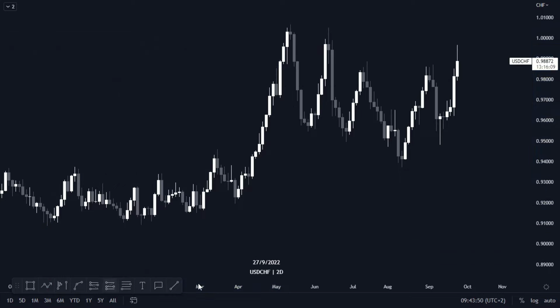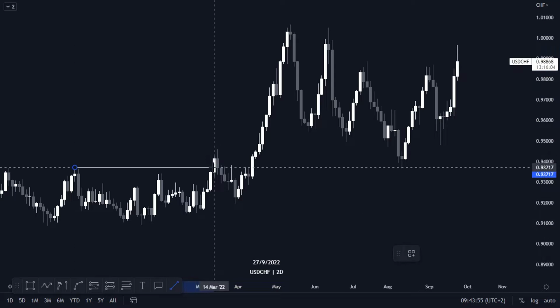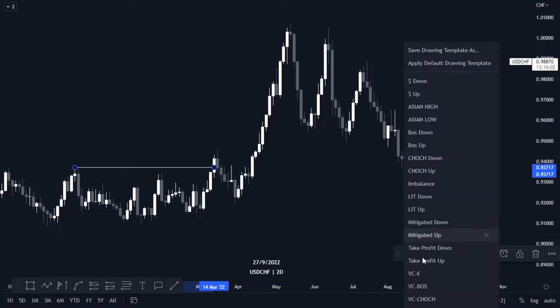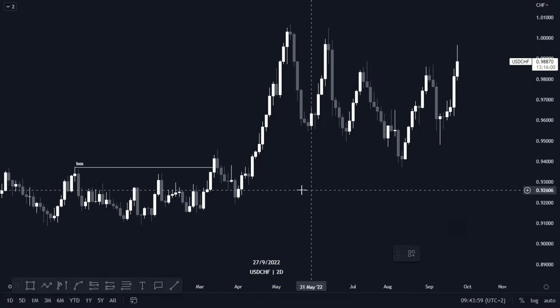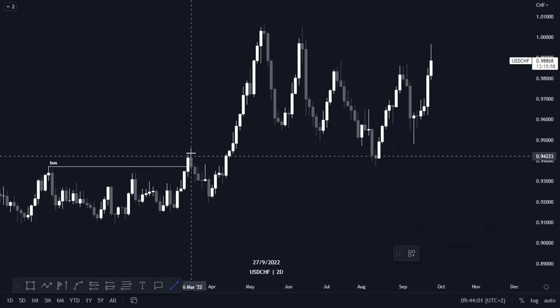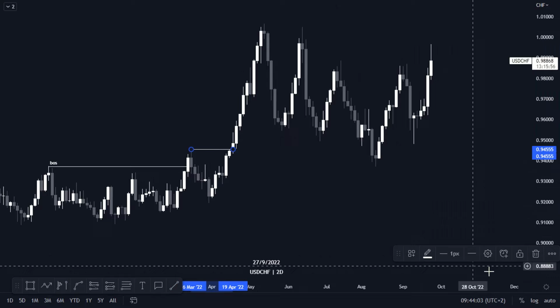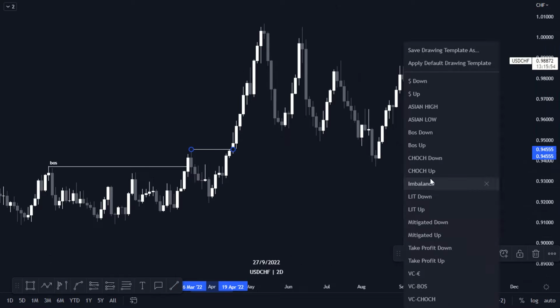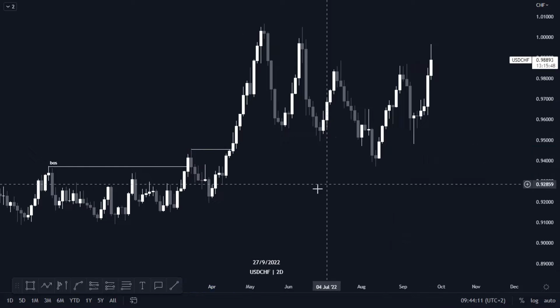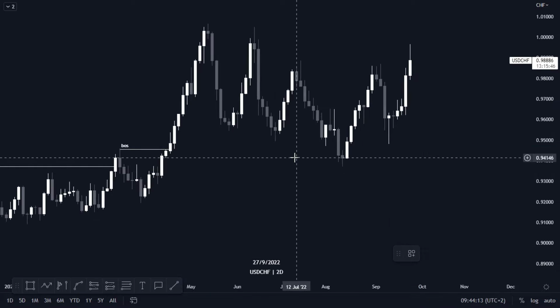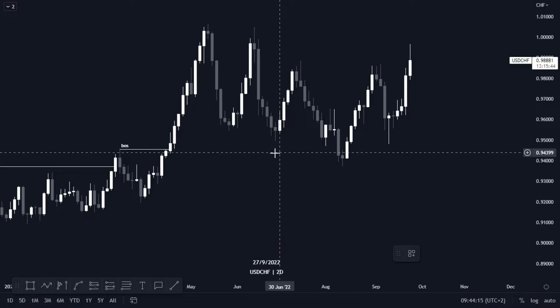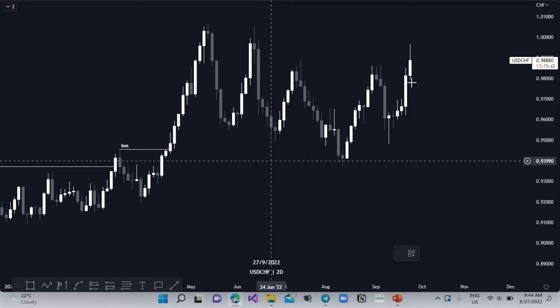Okay, now let's identify our breakout of structures. Okay, we have a breakout of structure here, and another one here. Okay, now so now I am going to, okay, let me do this.